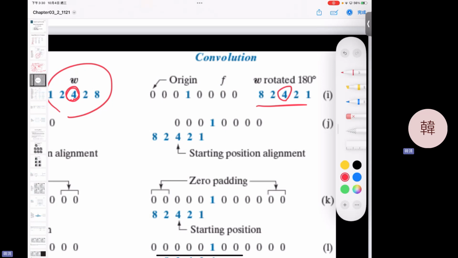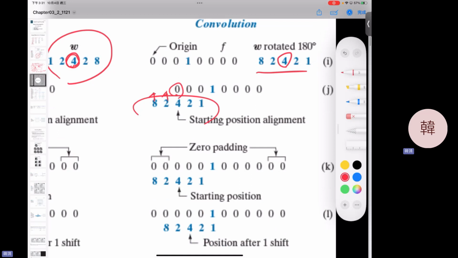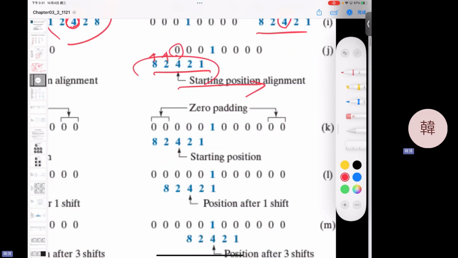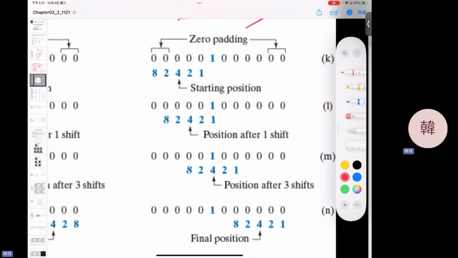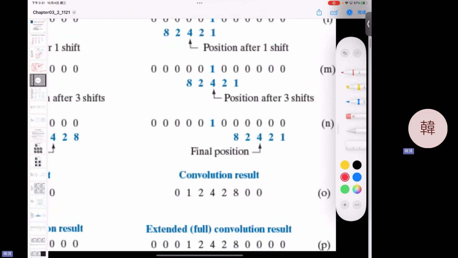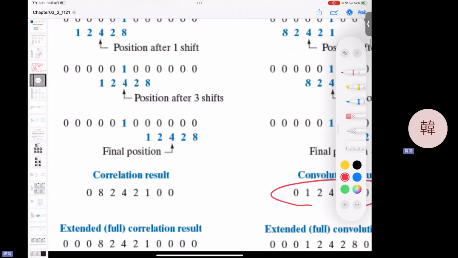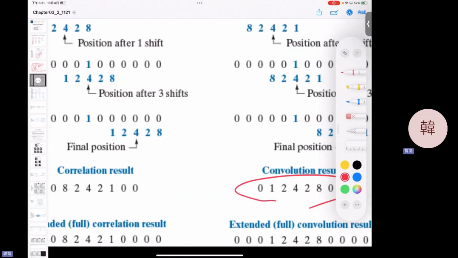So now we are going to shift this mask from negative infinity to positive infinity. So go through step by step. The first one will be here. Also, this is padded by 0 already. So multiply together, and then sum up. So the result you can see, and then this mask goes from here to the right, left to right. So you can see multiply together. So the result will become like this, the convolution result. It's different from our correlation result.